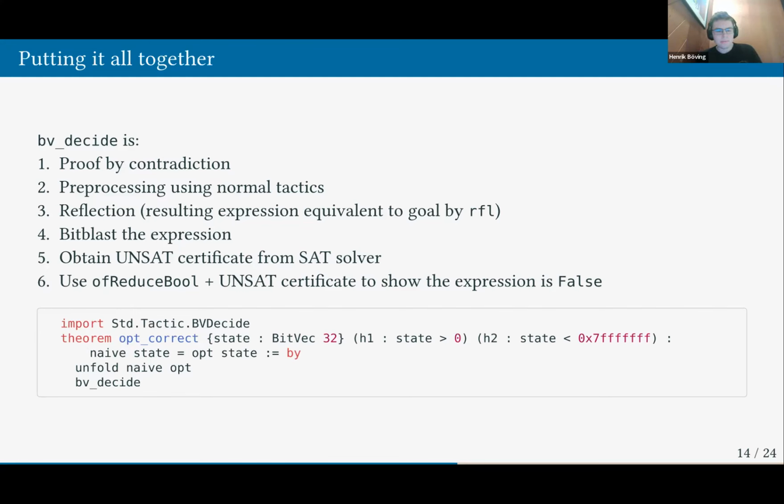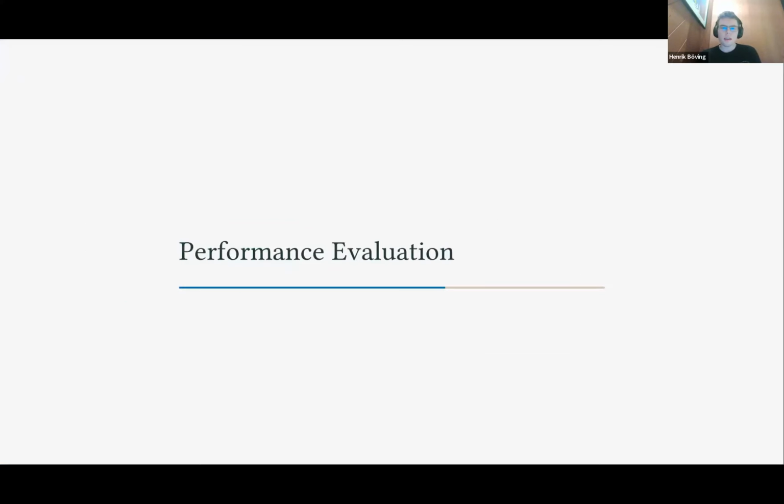But now there arises a natural question: is a couple of seconds fast? Like, how fast can we expect such a tool to be? And for that, we did some performance evaluation.